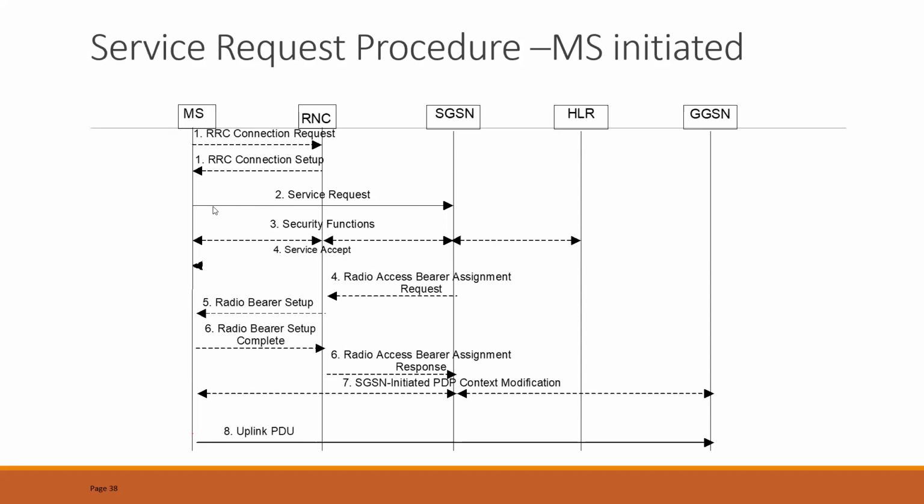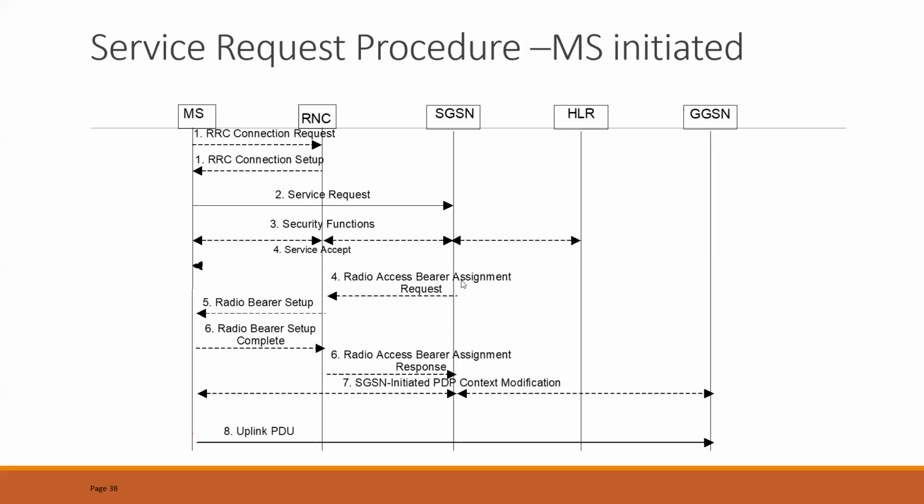Then you will send a service request message to SGSN. You will inform SGSN that you need to establish a connection in order to use data services. Then you will have your security function, if it is enabled on SGSN, based on the service request, whether you need to authenticate or not. So this is optional. Based on that, you will have a service accept message. Then the SGSN is going to send a RAB assignment request.